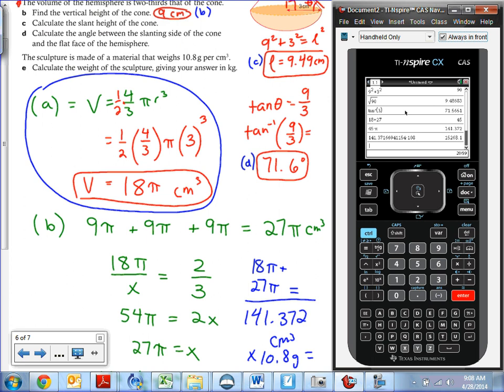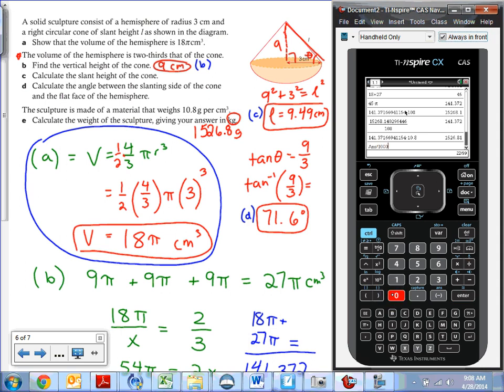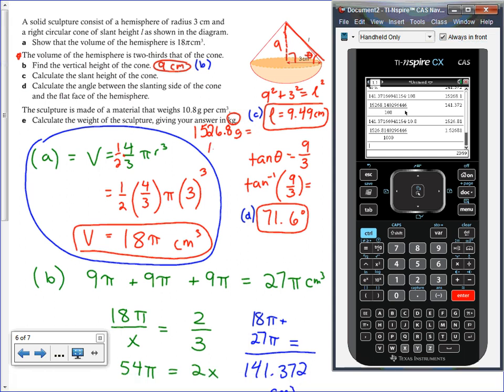Multiply by 108, my mistake. Go back and redo that. Multiply by 10.8. And it comes out to, I'll write my answer up here so that it's all on the screen, 1,526.8 grams. It's asking us to give the answer in kilograms, so I'm going to have to divide that by 1,000. And it's 1.53 kilograms. So that's corrected to 3 significant figures in the correct unit. And that is my answer to part E.